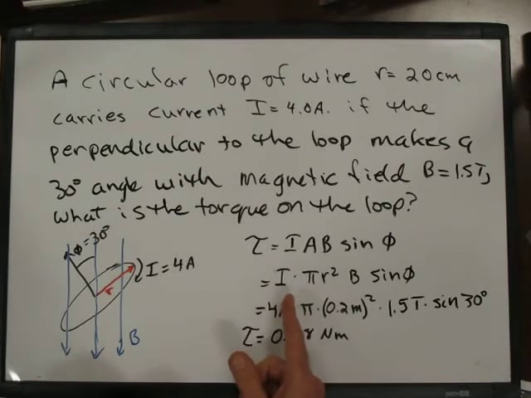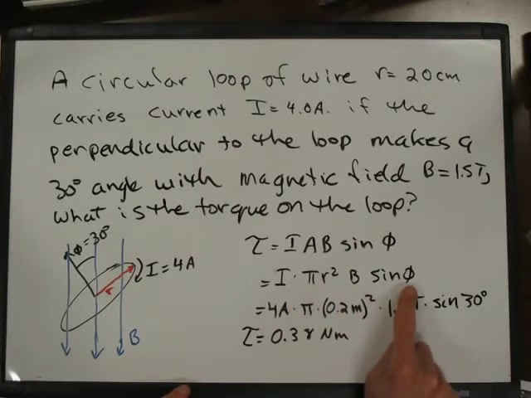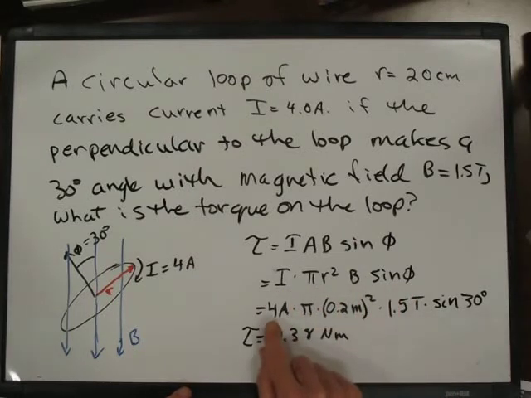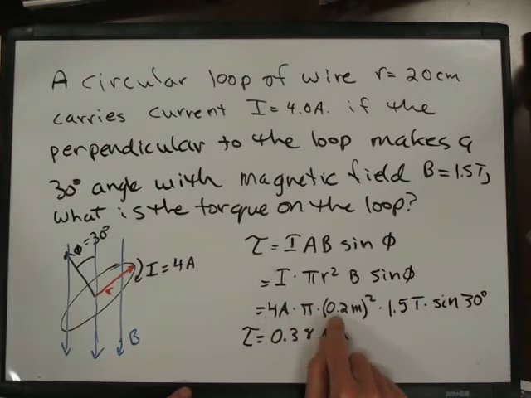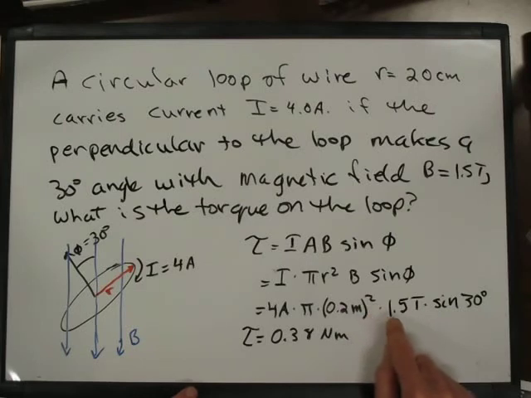You might need to know the area of a circle. That's pi r squared. And so it's the current times pi r squared times the magnetic field times the sine of that angle. And so it's 4 amps times pi times 0.2 meters, which is 20 centimeters, squared, times 1.5 Tesla times the sine of 30 degrees. And so the torque comes out to be, I get 0.38 Newton meters.